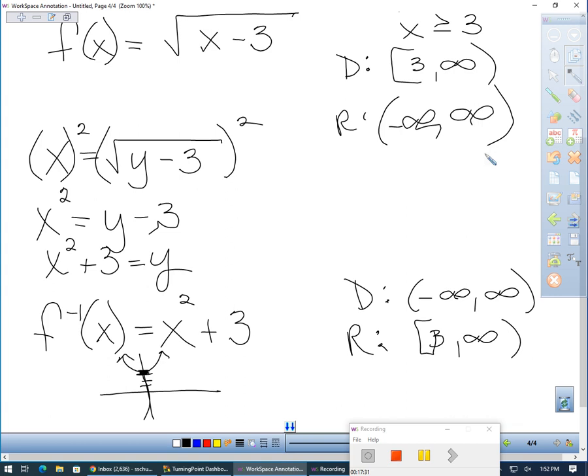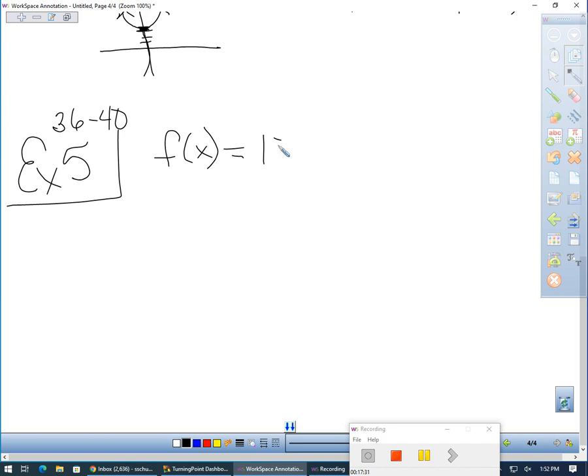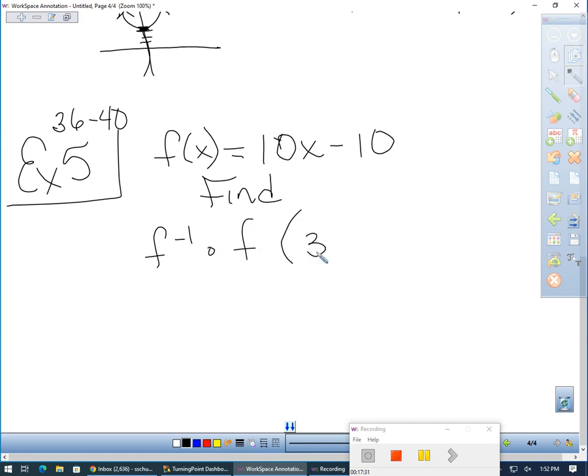One last example and I'm done. All right, example number 5. Example 5 covers the rest, which is technically 36 through 40. The directions are going to ask you to, if I have f of x equals 10x minus 10, find f inverse of f of 3.